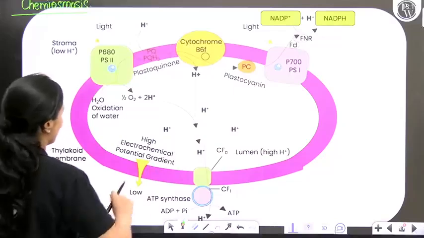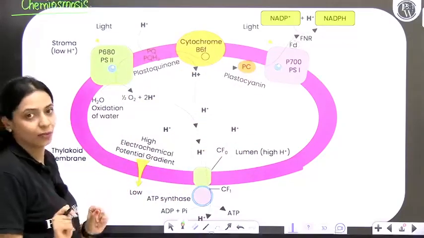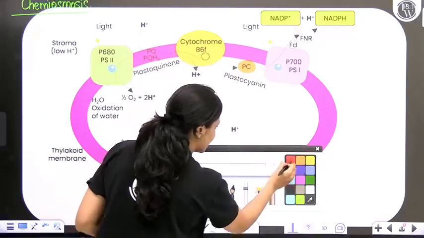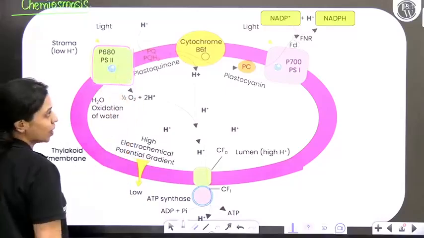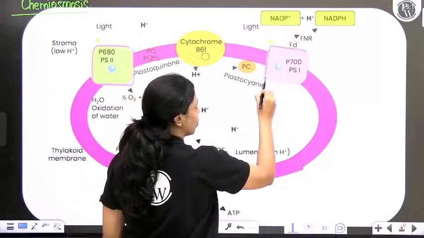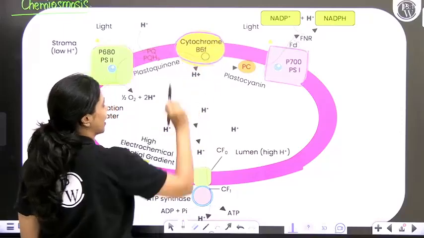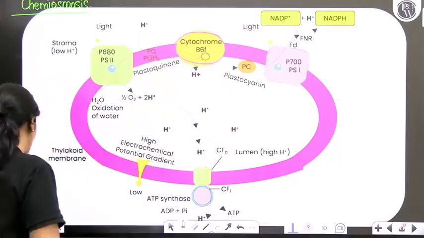Alright, so what you're looking at here is just one single thylakoid. In the thylakoid membranes, you can find both PS2 and PS1. PS2 is represented by this block over here. PS1 is represented by this block over here. What you see as this yellow motte or egg is the cytochrome B6F complex. All of these are present in the membrane of the thylakoid.